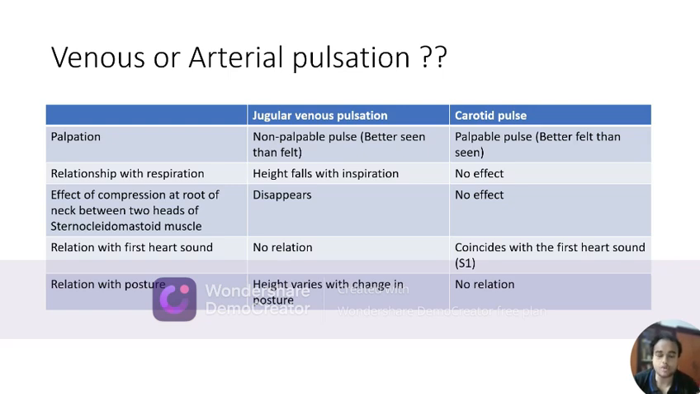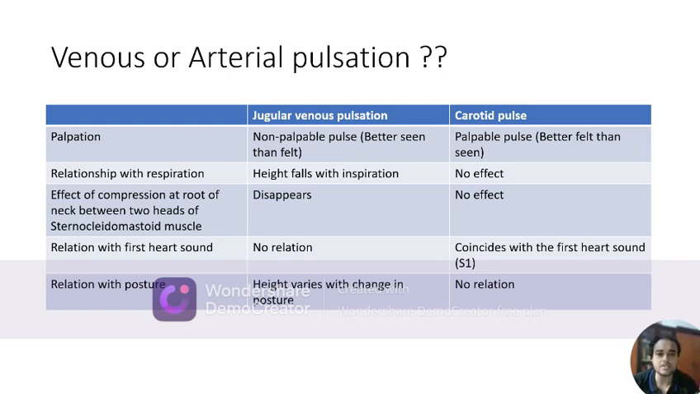Jugular venous pulsation is non-palpable. It is better seen than felt. It varies with respiration, that is, the height will fall with inspiration. On compressing at the root of the neck between the two heads of the sternocleidomastoid muscle, the pulsation will disappear. The height will also vary with the change in posture. It has no relation with the first heart sound.